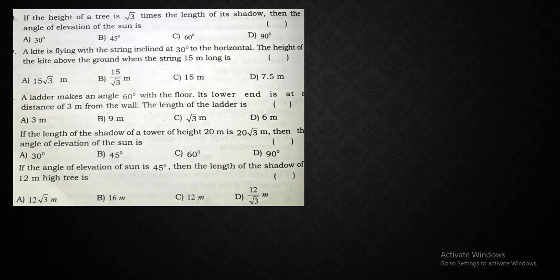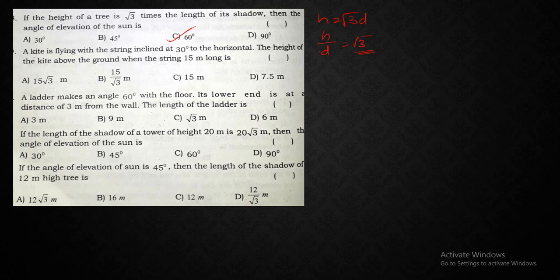Next, moving on to one more question. Height is equal to root 3 times its shadow. So h is equal to root 3 times d. Clearly from this, h by d is equal to root 3. This is nothing but tan theta. It is possible at 60 degrees.